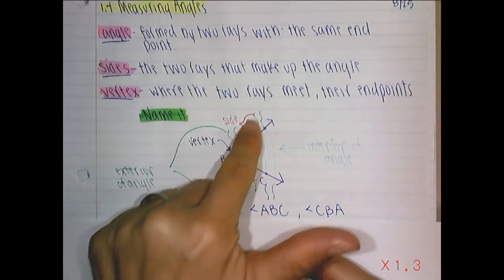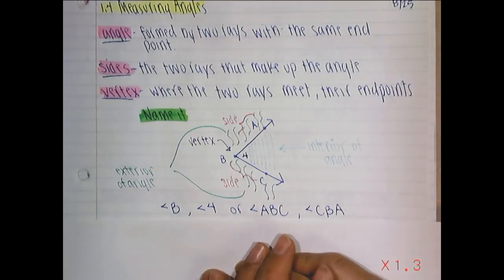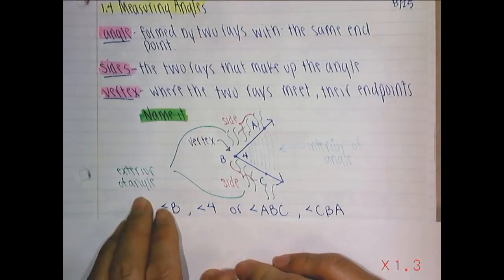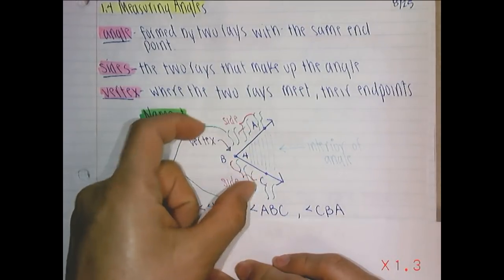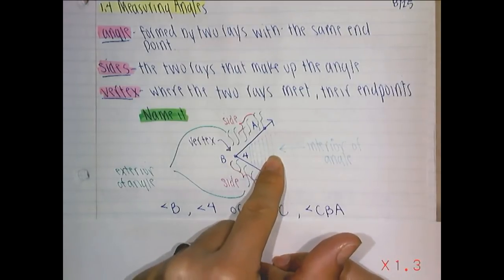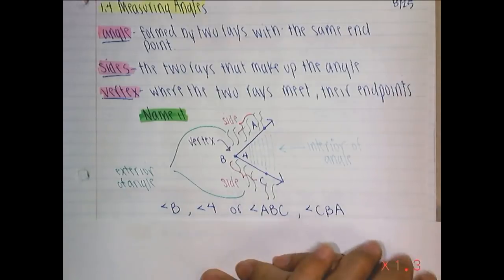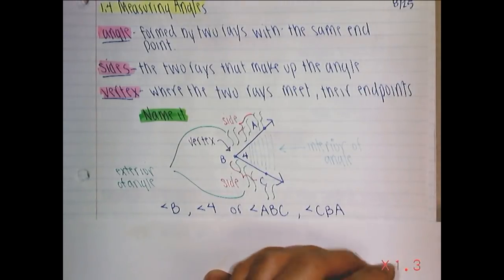On the outside, where I have these dark green squiggles, you would call the exterior of the angle. It's on the outside of the angle. Inside here, think of it like inside a crocodile's mouth in this light blue. There you would call it the interior of the angle, that inside portion of an angle.